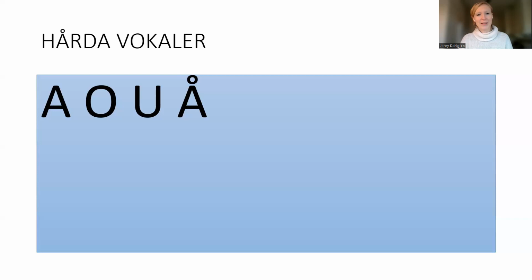And the last one. Å. For example, in mår. Hur mår du? Jag mår bra. Or går. Å. And this is not a version of A. This is not the A with the circle. This is a separate letter on its own. Å.